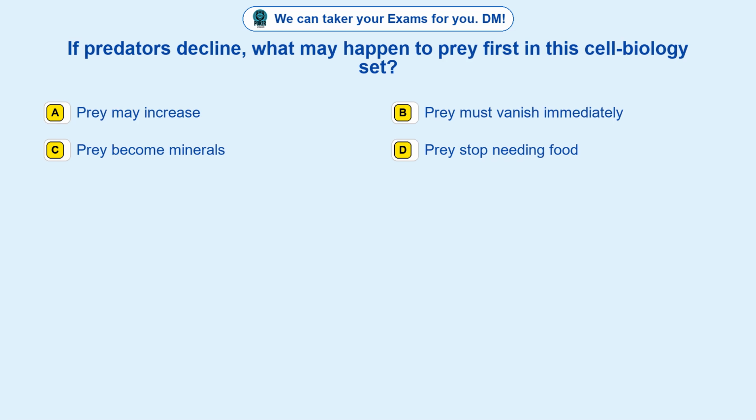Question 18. If predators decline, what may happen to prey first in this cell biology set? Option A. Prey may increase. Option B. Prey must vanish immediately. Option C. Prey become minerals. Option D. Prey stop needing food.